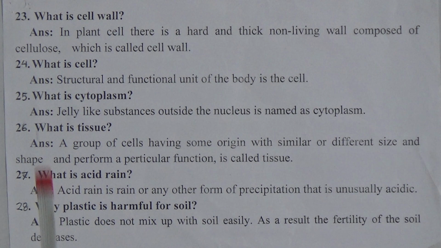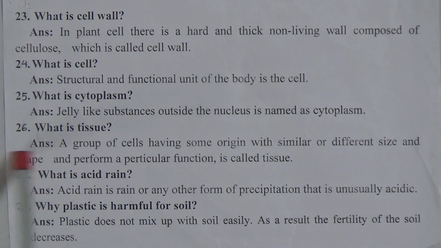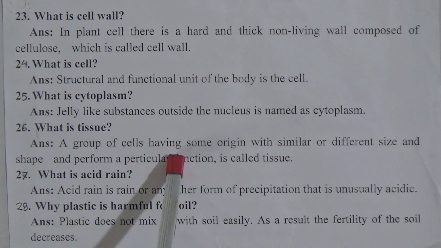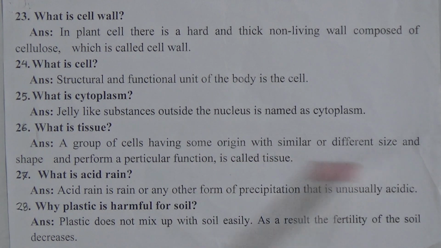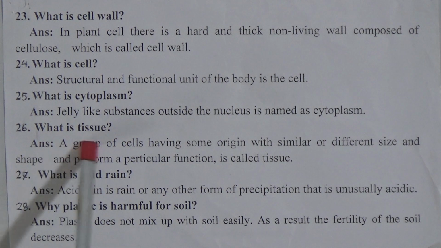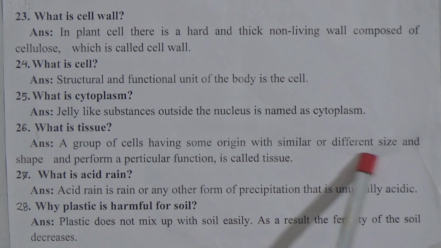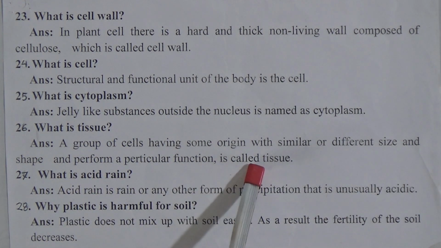Now 26 number question. What is tissue? The answer is, a group of cells having the same origin, with similar or different size and shape, that perform a particular function is called tissue.